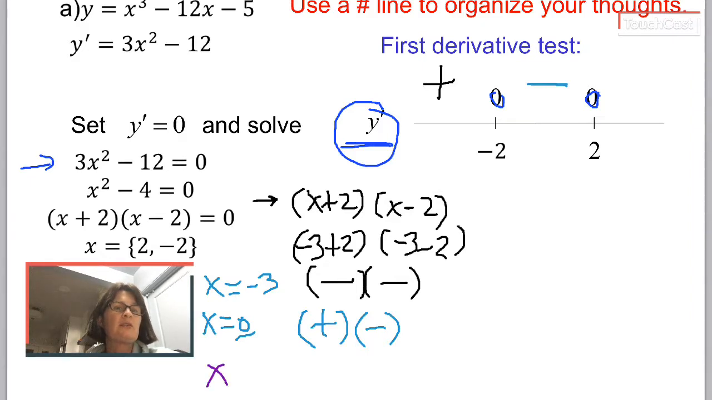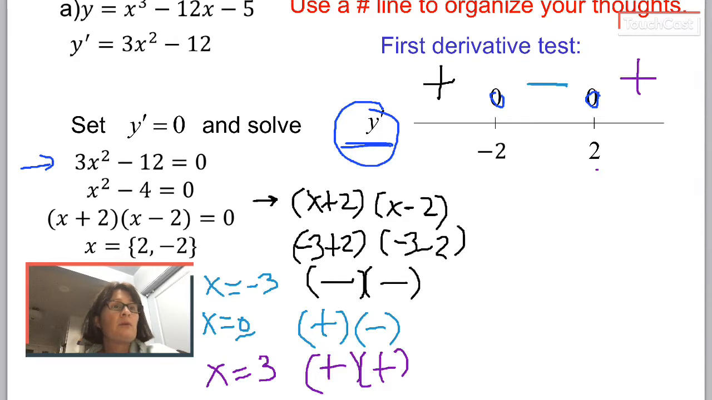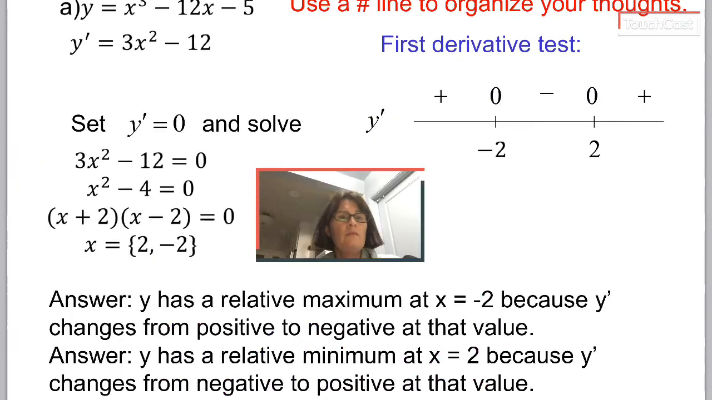So I'm going to choose x equals +3 because that's to the right of +2. So if I let x equal 3, 3 plus 2, that's going to be a positive factor. 3 minus 2 will also be a positive factor. Positive times a positive makes positive. So now we have to get back to our original question. Where is y, the original y function, increasing? Where is it decreasing? I'll show you how to write up the answer on the next slide.